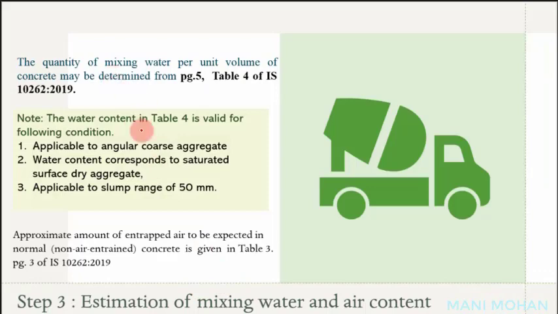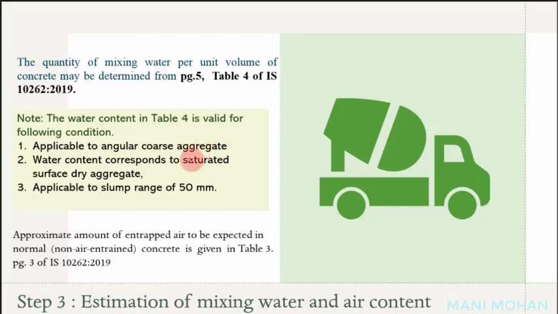Now let us move to how you can estimate the water content. To get an idea how much water has to be used to make concrete, you have to go to page 5, table number 4 of IS 10262-2019. But there is an important note which you should keep in mind. The water content is applicable to angular shape coarse aggregate. If the shape of aggregate is rounded or subangular, then the water content given in table 4 has to be modified.